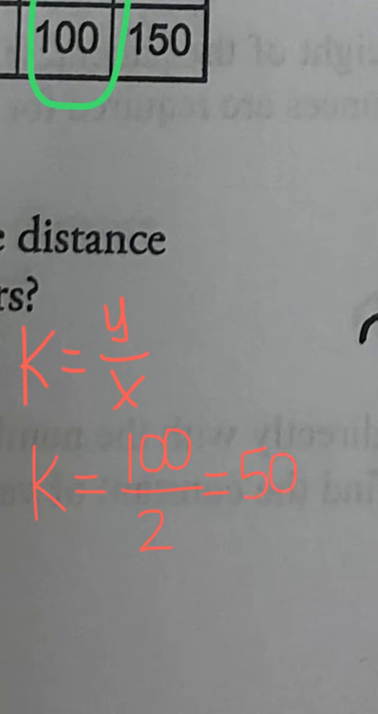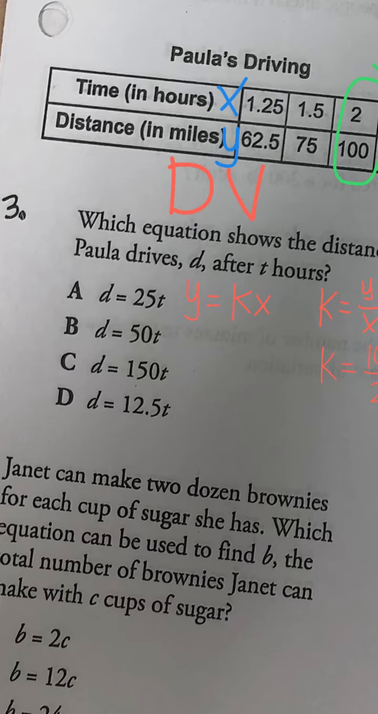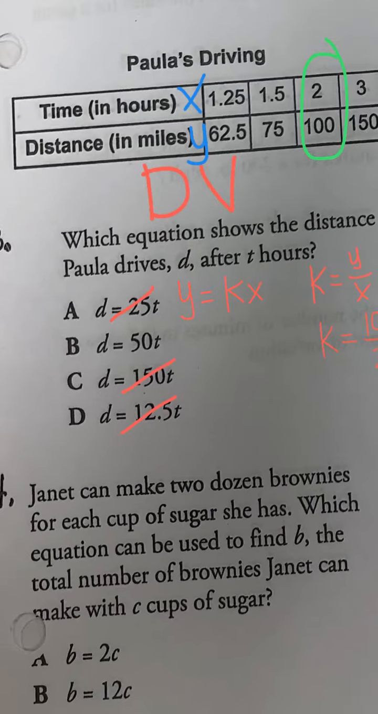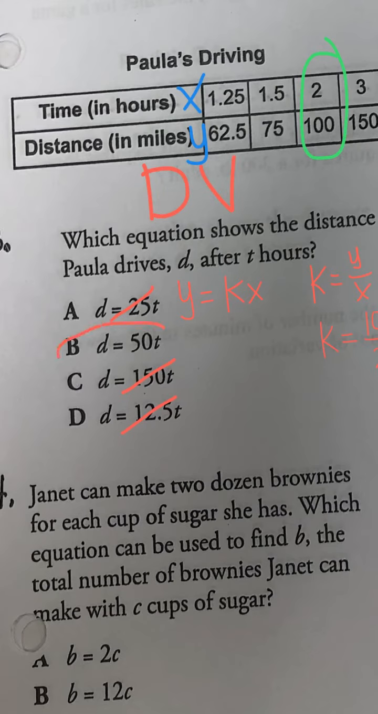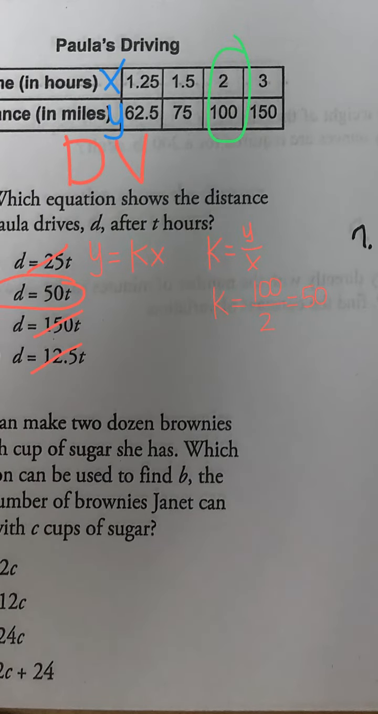So that means my equation has to have a 50 in it. So let's see if we can eliminate anything. Well, this one has a 25, so that's not it. This one has a 12.5, that's not it. Which one can I eliminate? C, because even though it has a 50, it's not 50x. My answer can only then be B. Okay? Remember, once you have the k value, you can write the equation y equals 50x. Okay?